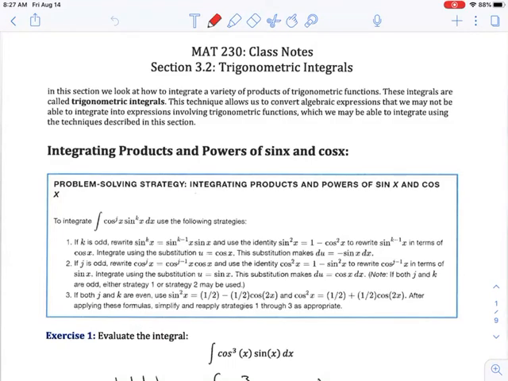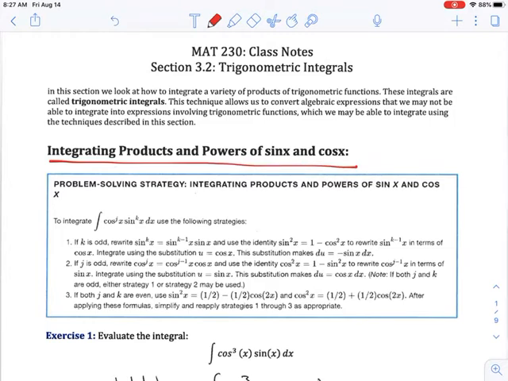In this video, we're going to be looking at trigonometric integrals. Now, this is a very long section. I have like 15 problems in this set of notes, so I may end up actually having to do 4 videos for this section. So we're going to start with integrating products of powers of sine and cosine.